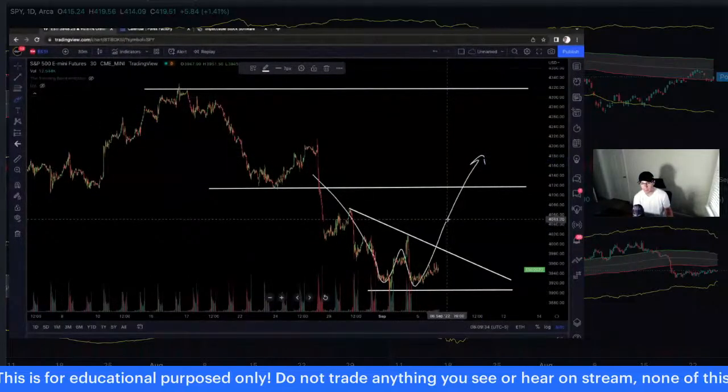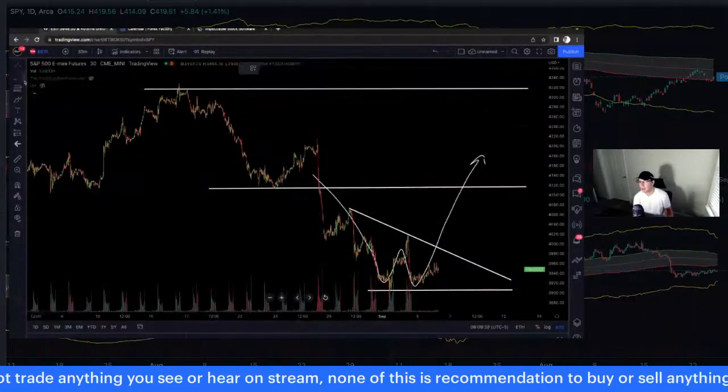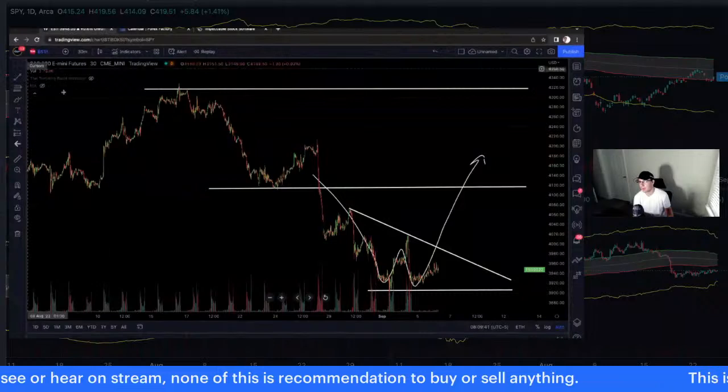Let me remove. Oh, I can't really remove that. Anyways, that is our bullish idea. I hate removing.